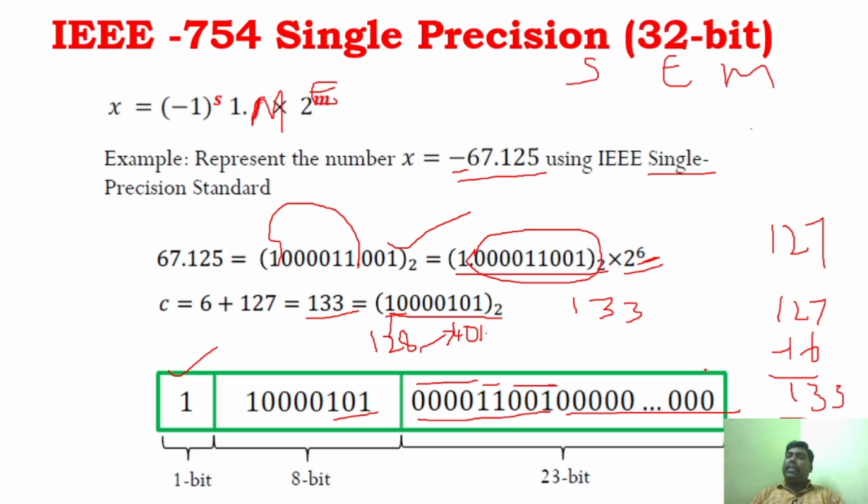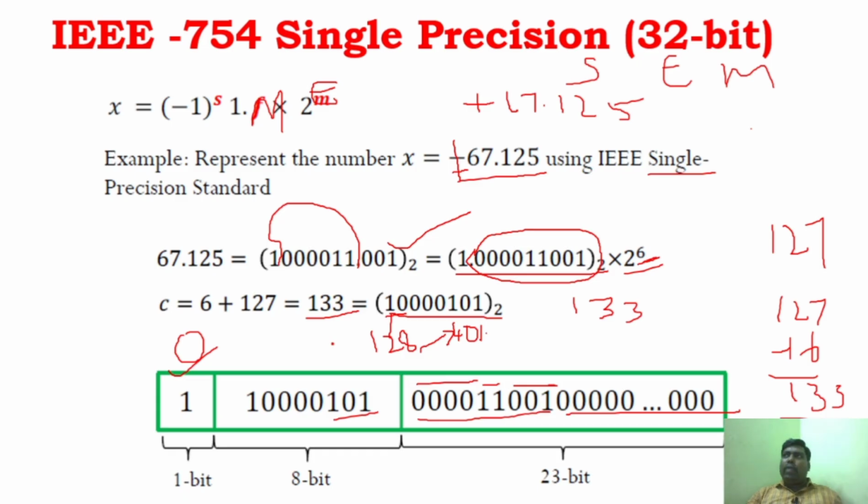Any particular number can be given in single precision or double precision. Single precision means the bias value is 127. Double precision means the bias value is 1023. We have already seen how to do floating point representation. If you have any doubts, look at the previous video. Now, if it is plus 67.125, how will you represent it? It is the same representation with only one difference: instead of 1, the sign bit will be 0.